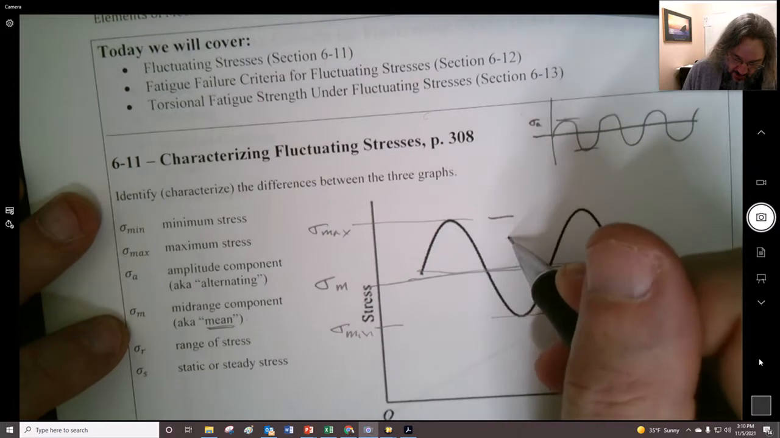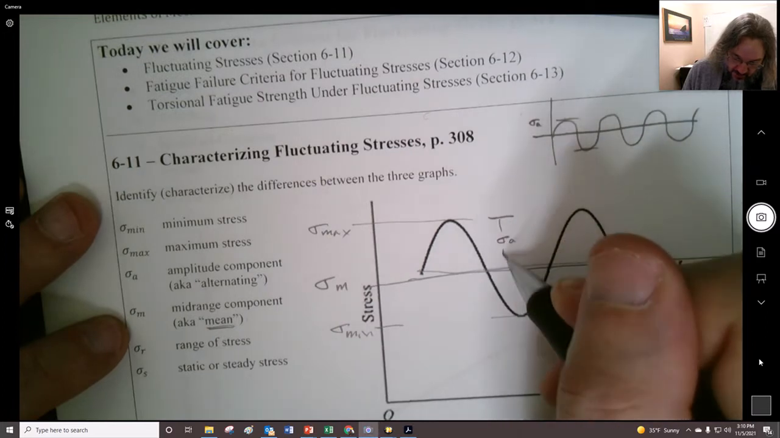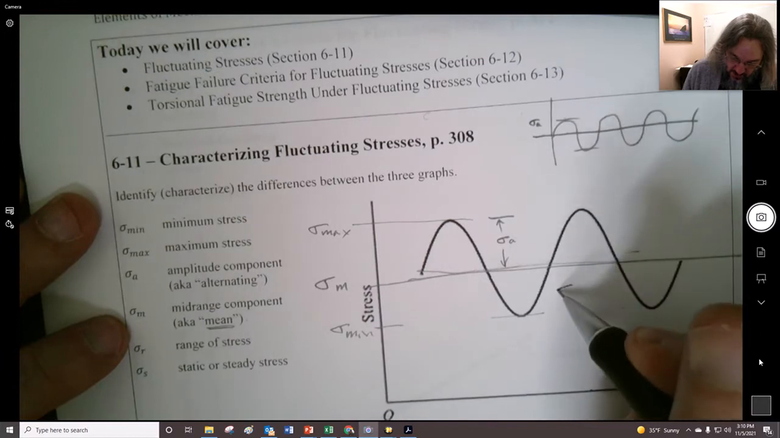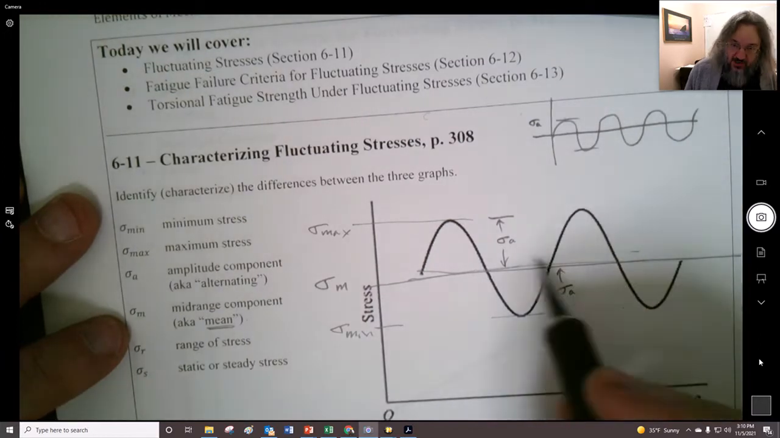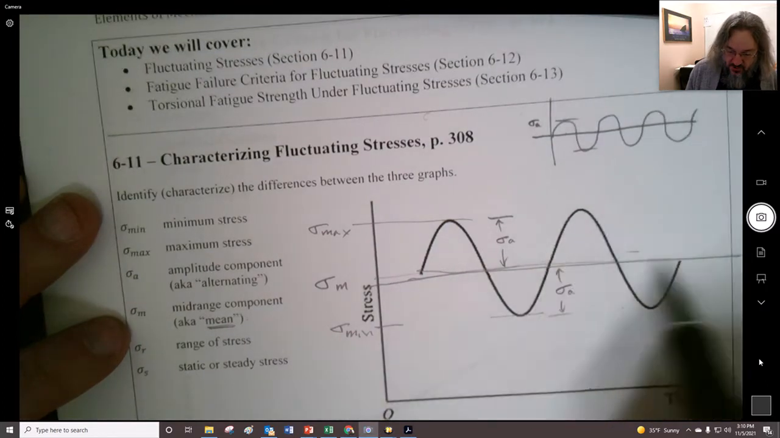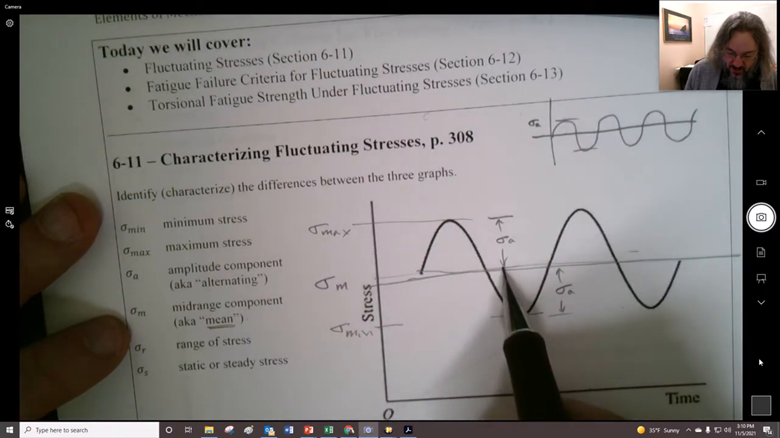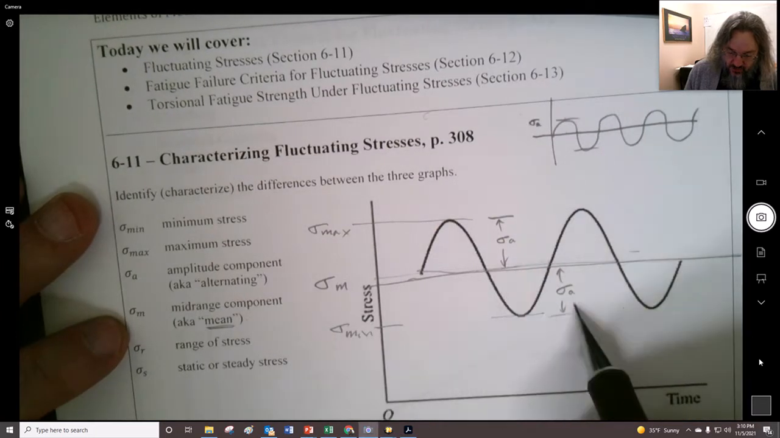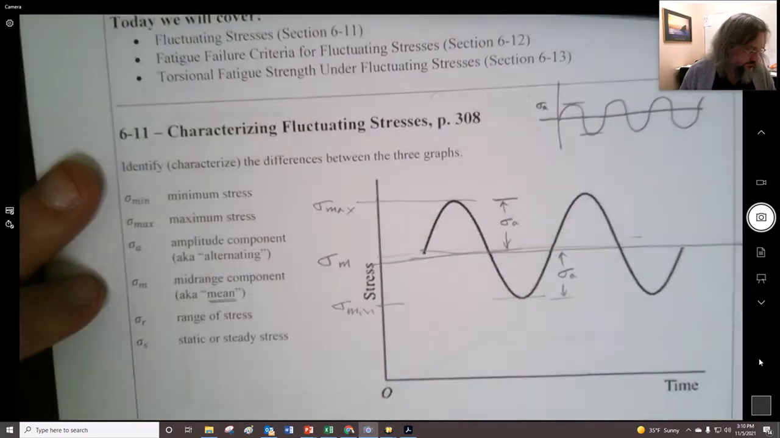Then we would also have an amplitude stress right there. This would be the amplitude, and it is both adding and subtracting from the mean. So we have a mean stress, and if we add the amplitude to it, we get the max. If we subtract the amplitude from it, we get the min.